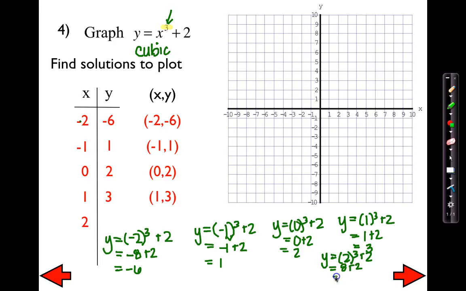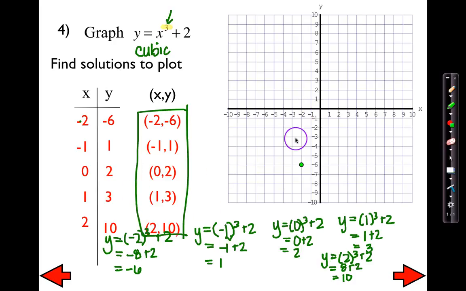8 plus 2 equals 10. So here I'm going to go ahead and plot these 5 ordered pairs: (-2, -6), (-1, 1), (0, 2), (1, 3), and (2, 10). So notice again, it's going to have that kind of S. It's not really an S. I keep referring to it as an S, but it's going to have that curve there.